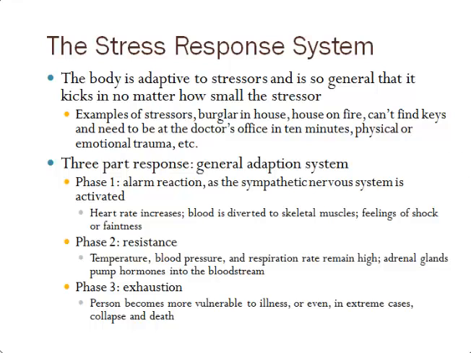A stressor, which is something that increases the nervousness in your body, includes things like a burglar in the house, your house is on fire, you can't find your keys and you need to be out of the house, trauma, any of these things, feeling very cold, feeling very hot, virtually anything could be considered a stressor that causes your body to react. You have some sort of a problem that causes your body to react. What does your body do?